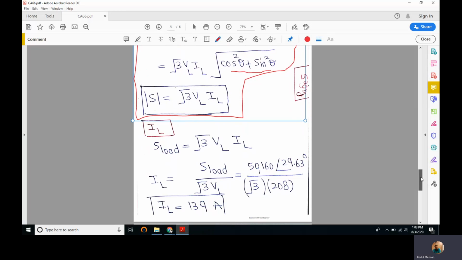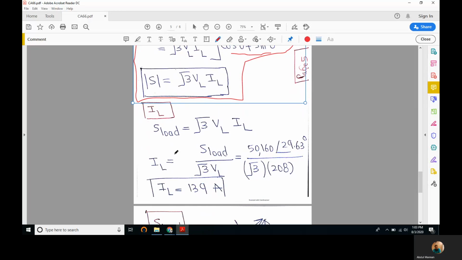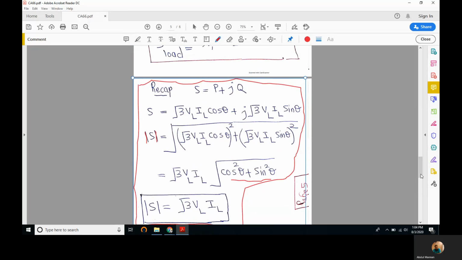We have just computed S load. S load, we know VL, it's 208 volts. It's given in the question, and then there is only one unknown in this expression, IL, which we can compute. Right. So to compute IL, we had to go through a small recap.